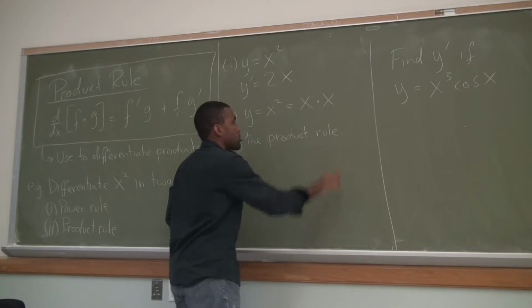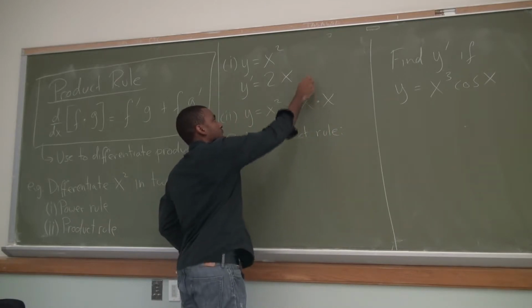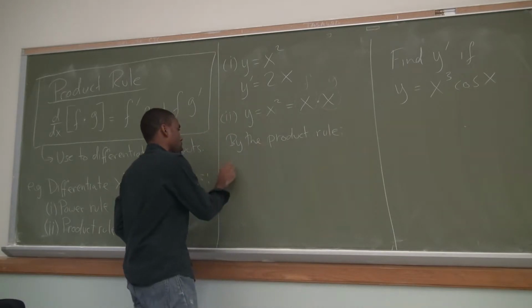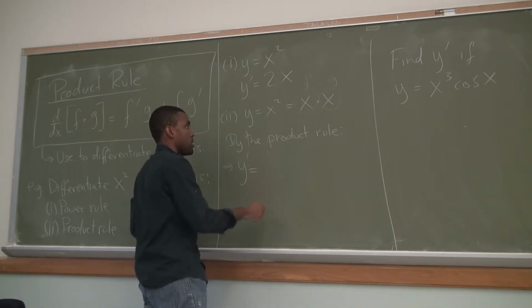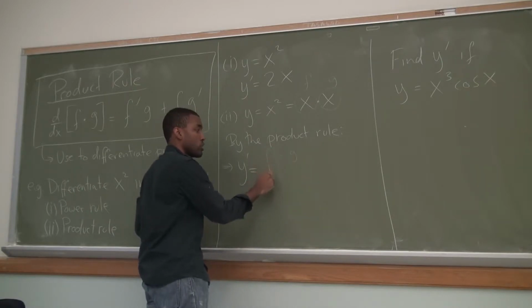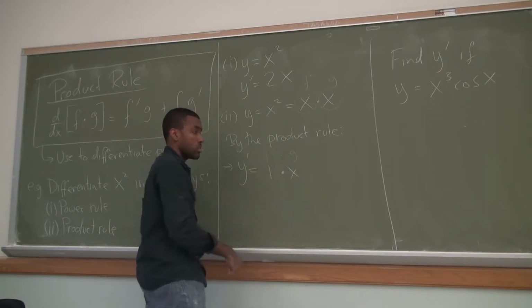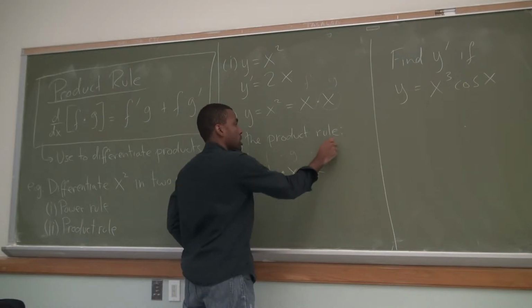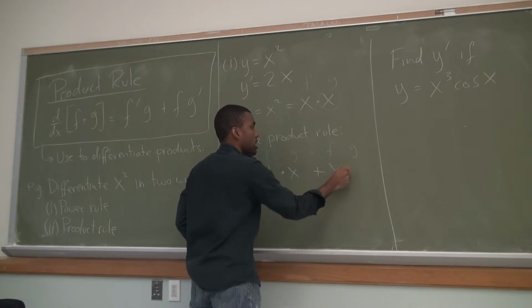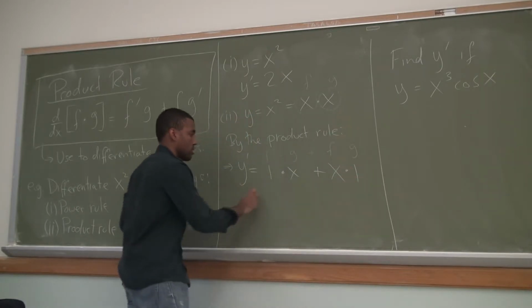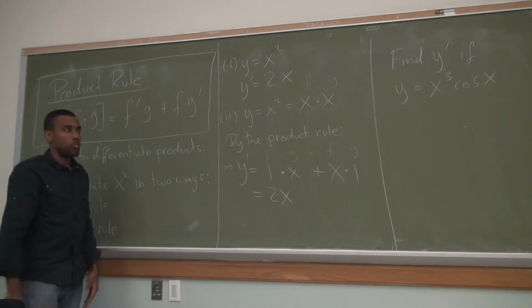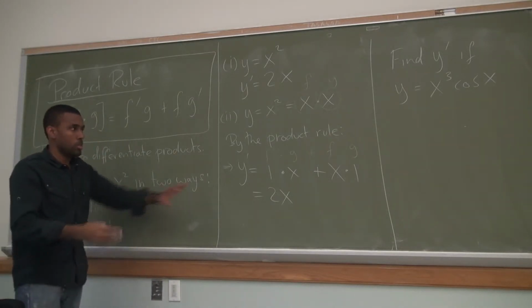Yes, it does. By the product rule, if I think of this guy as the f and that guy as the g, we would get y prime has to be f prime times g, which in this case is going to be 1 times x, plus f times g prime. Now the f was x, and the g prime is 1. That gives you 2x, right? Which is what it should give us, right? So this rule makes sense.